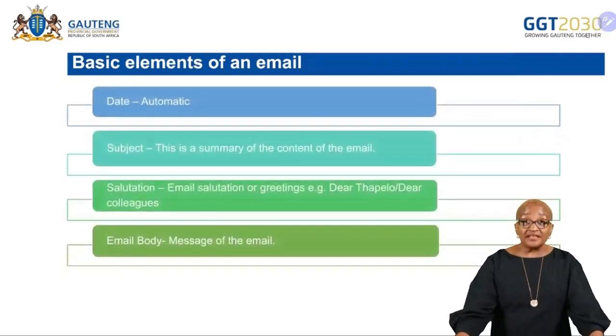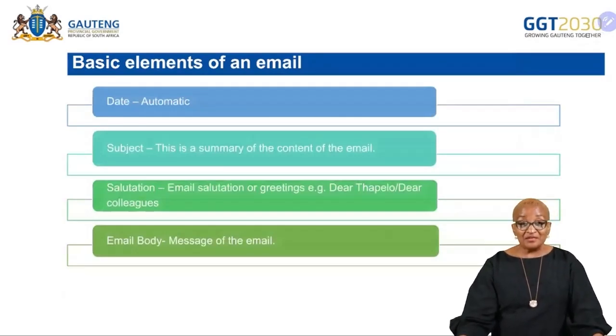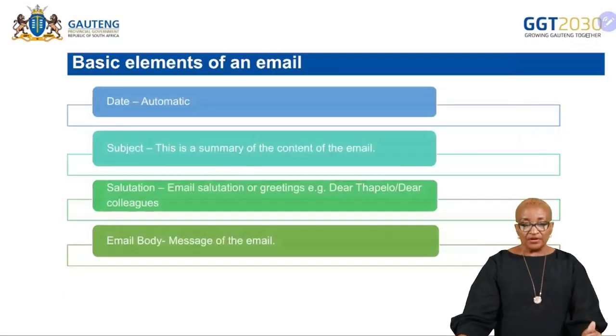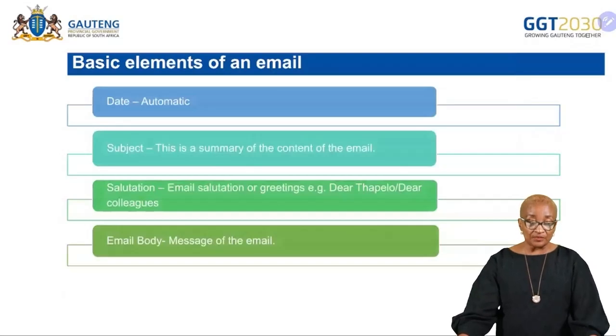We also have the date. This is also automatic, so you need not write the date. Immediately you send an email, the date comes up. The subject, this is very, very important. This is a summary of the content of the email. Why are you writing the email? That is the subject. You summarize the content in a brief topic sentence of your email or of the message.